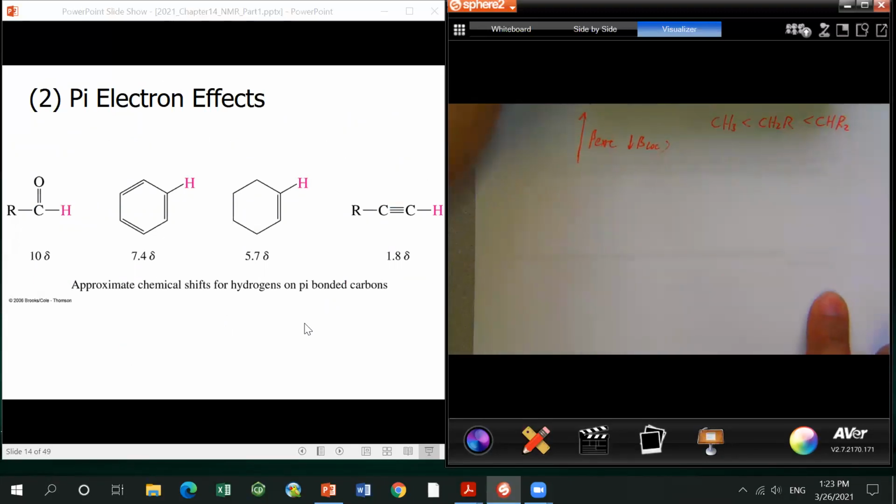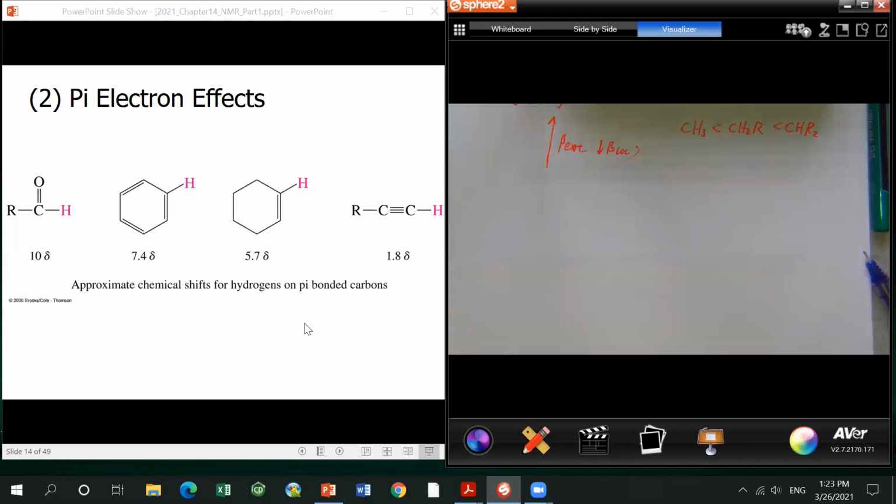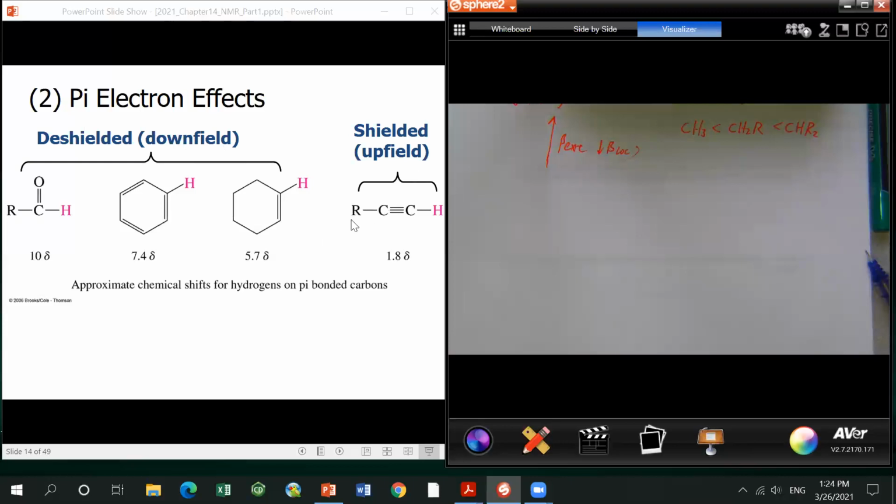Next, the pi electron effect. The pi electrons significantly influence the chemical shift, so we do a comparison here. For the aldehyde proton, the chemical shift is around 10. For aromatic protons, around 7. For alkene protons, around 5. Interestingly, for the alkyne proton, it's around 1.8, much smaller than the other three. These three are deshielded, downfield, with higher chemical shift, and the last one is shielded, with a lower chemical shift.